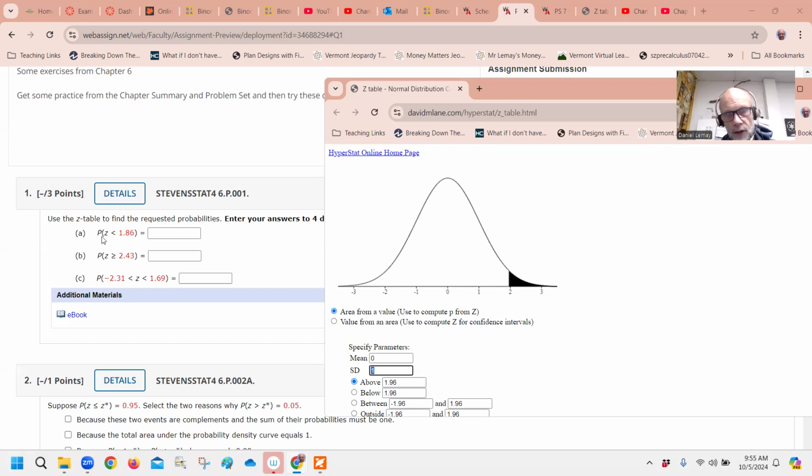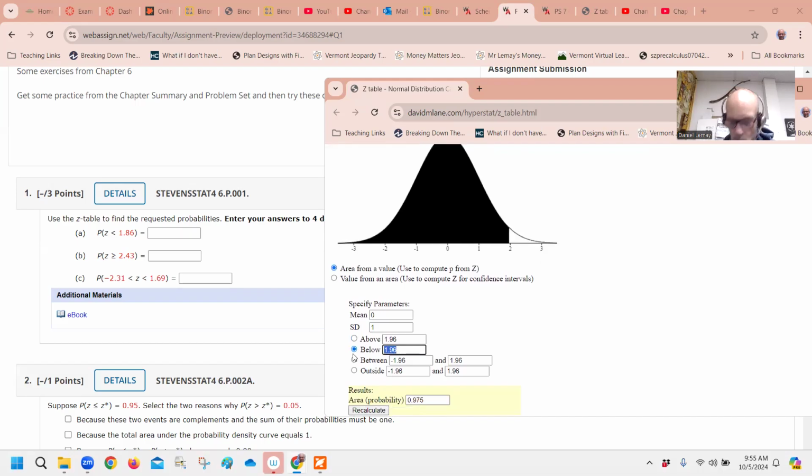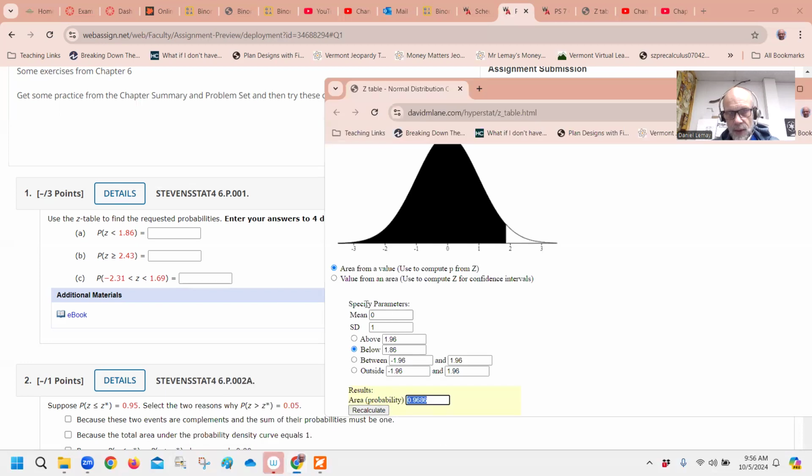So what we're looking for in this one, what's the probability, what's going to be the shaded region, for when a z-score is less than 1.86. So less means below, and you're going to type in 1.86 and click someplace, and that's going to be the answer that WebAssign is looking for. You could almost copy and paste it in there. Sometimes the decimal places aren't right, so keep that in mind. But usually this nails it. Okay, so that's how we do A.